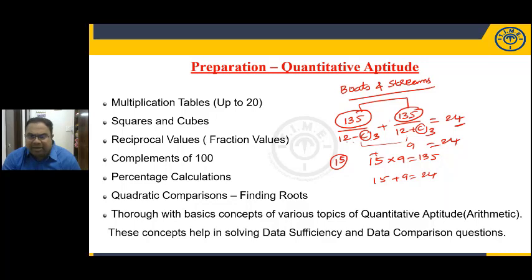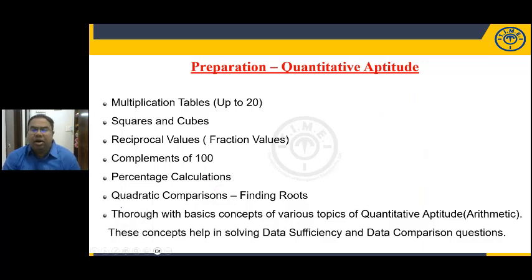135 by 12 minus 3, 135 by 9 is 15. 135 by 15 is 9. 15 plus 9 must be 24. Right? This is how you try and solve the questions.